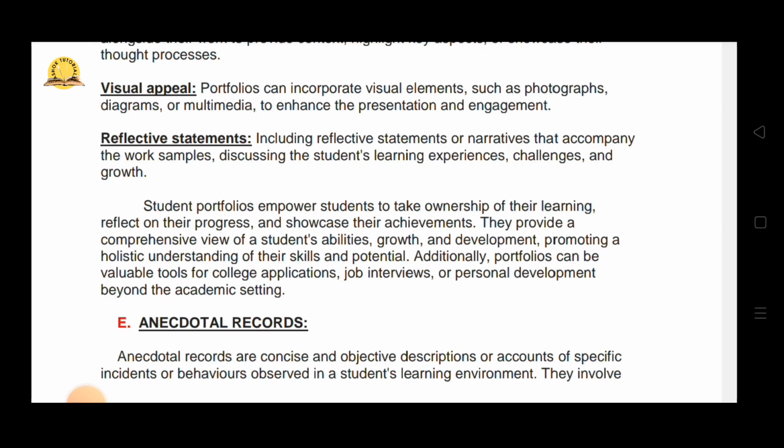So here what it says is that students' portfolios help the learner in a very positive way. They are able to take ownership of their own learning, of their own growth and development, of their own progress, of their own shortcomings, right? Of their own achievement. So the portfolio provides a larger area for the student to keep track of the abilities he or she has, the growth and development, and all the different areas of life directly or indirectly related to him or her.